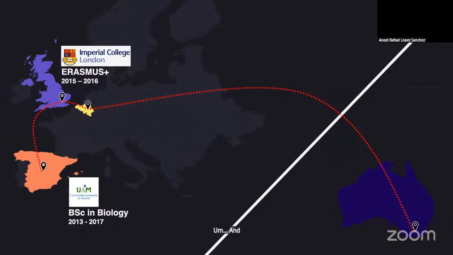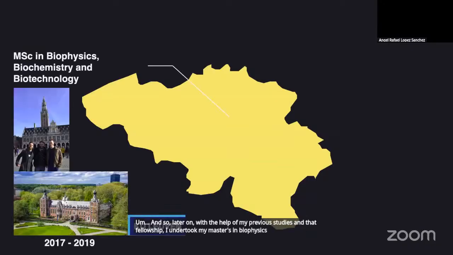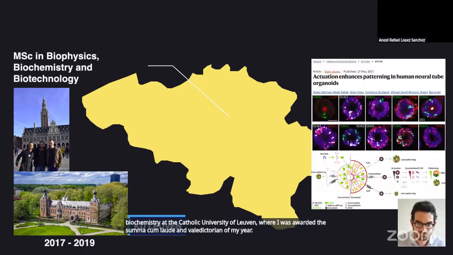And so later on, with the help of my previous studies and that fellowship, I undertook my master's in biophysics, biotechnology, and biochemistry at the Catholic University of Leuven, where I was awarded the summa cum laude and valedictorian of my year. And the main academic outcome was this publication in which my role was to develop a new cell culture technique to culture human neural tube organoids.